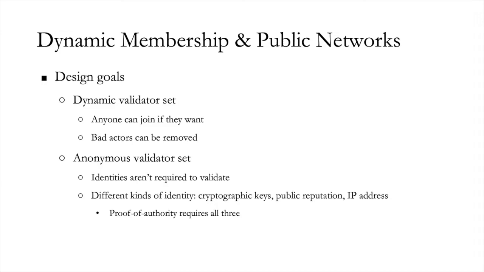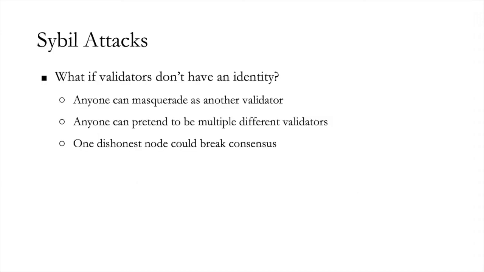So if we just remove identity, though, our consensus no longer works, because anyone can masquerade as another validator. Anyone can pretend to be multiple different validators. We no longer have the ability to authenticate messages from one validator to another, and one dishonest node could fabricate any number of messages and break consensus.